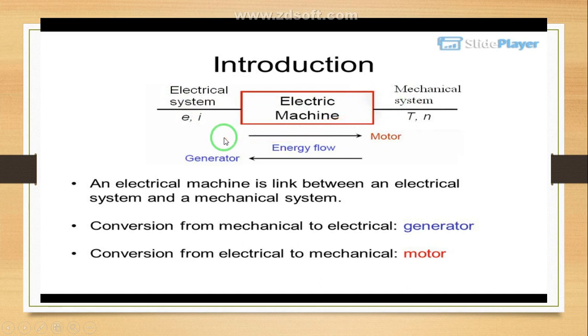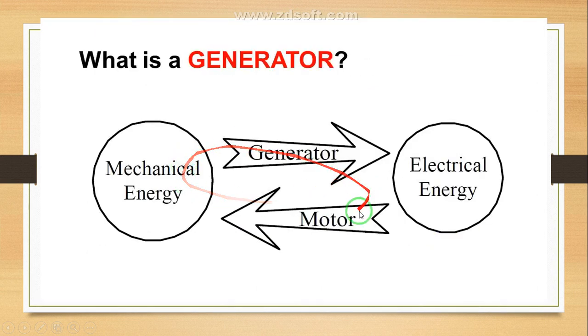According to the input only, we will say whether the machine is acting as a generator or as a motor. If the input is electrical, the device converts electrical energy into mechanical energy, and it is called a motor. If it converts mechanical into electrical, it is called a generator. So this is the pictorial diagram: mechanical to electrical is a generator, electrical to mechanical is a motor.